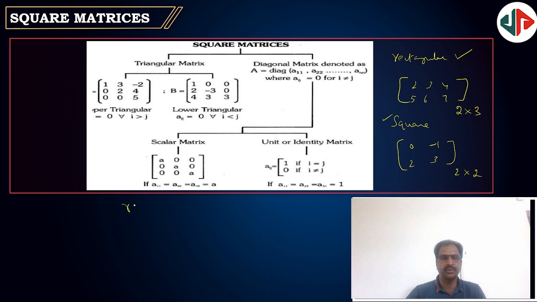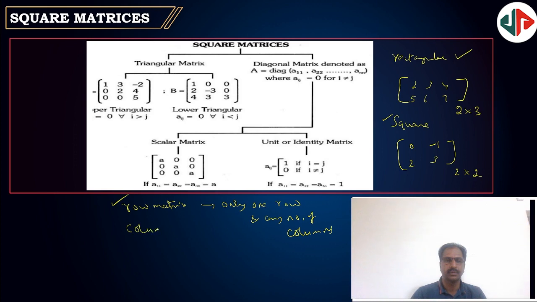Next, what is a row matrix? A matrix which has only one row and any number of columns is known as a row matrix. It should have only one row and number of columns can be any number. Next, column matrix. It is a matrix which has only one column and any number of rows. That is about column matrix.